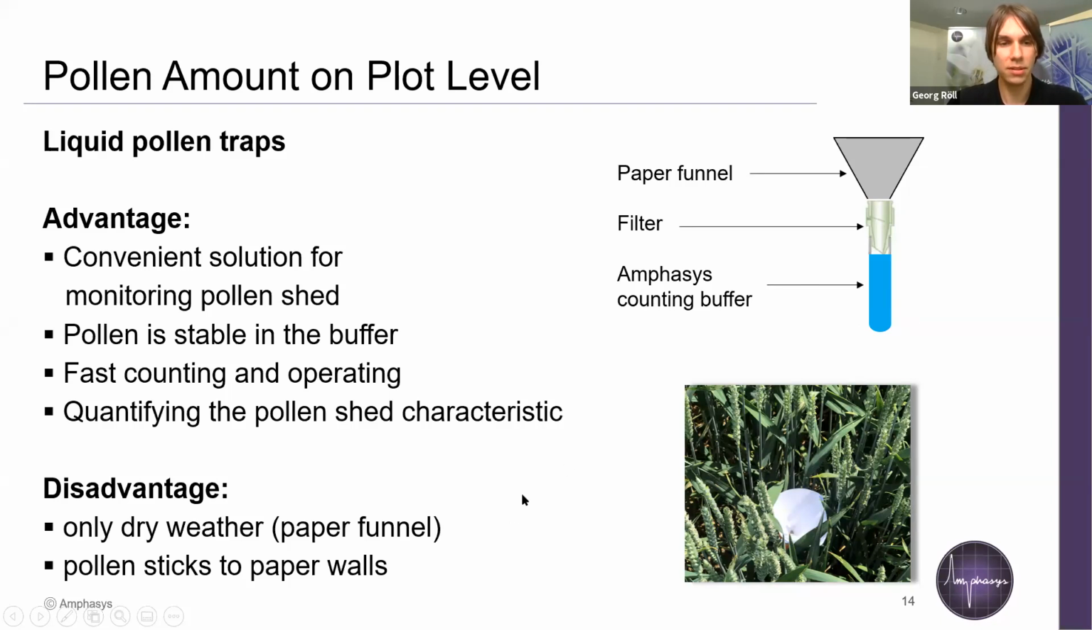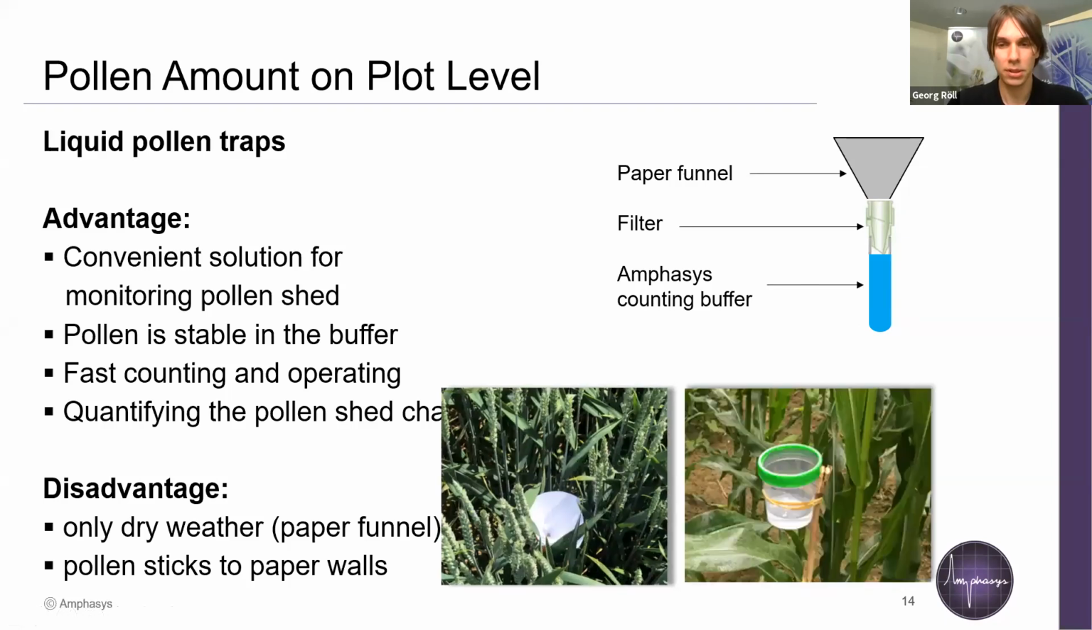We also experienced some disadvantages, because if it's wet outside, the paper funnel can get sticky or wet, and the pollen can stick to the wall. And therefore, we developed the method further. So we were using a plastic cup where we filled the counting buffer, and we put a mesh on top and on the stick. And this method was used in corn. My dear colleague Federica will elaborate more on corn tomorrow at 3 p.m. And with this design, we can avoid this condition, and we had very good results with it.